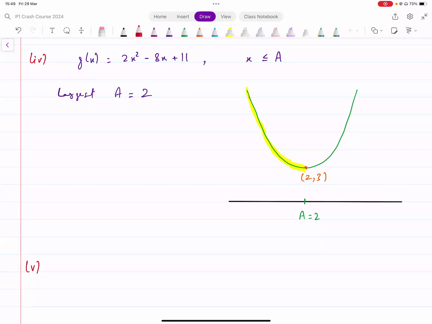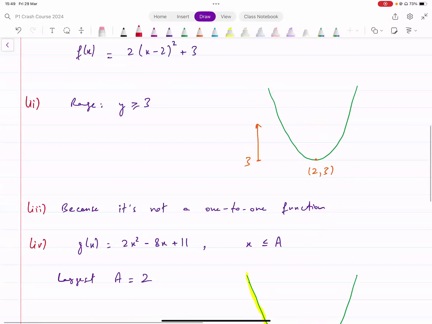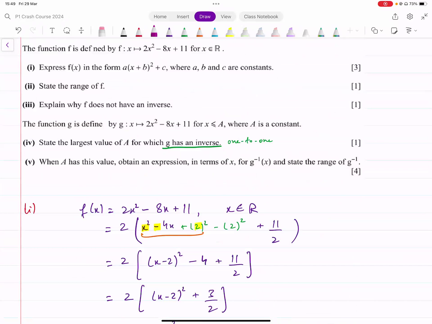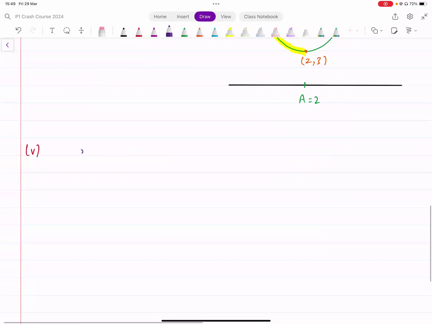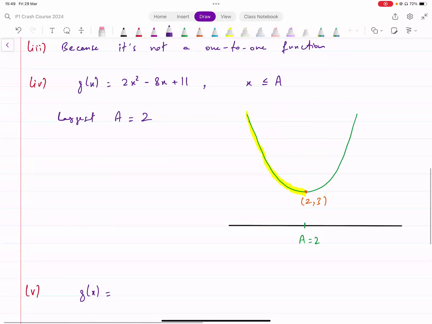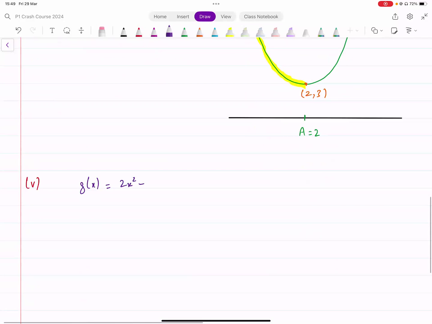Okay. All right, let's look at the last part and then we end for today. So the last part says, when a has this value, that means when a has this largest value that we found in the previous part, obtain an expression for g inverse of x and state the range of g inverse. Okay, let's do this quickly now. So we have g(x), the function g(x) is equal to 2x squared minus 8x plus 11.